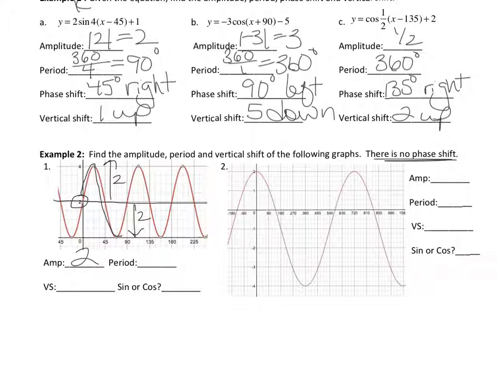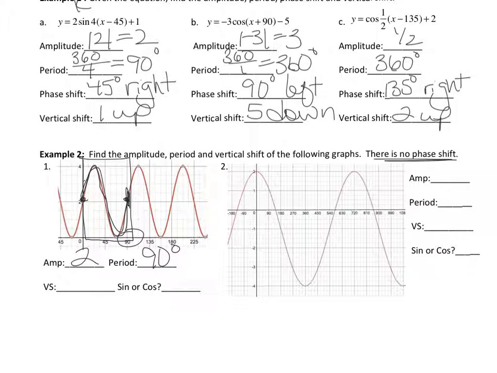The period is how long it takes the graph to repeat. Let me erase this. So now we're looking at the graph starting here, going through the midline on its way up. Where does it do that again? Right here. So this piece of the graph is what repeats over and over. It took 90 degrees to make that full cycle. That is my period.